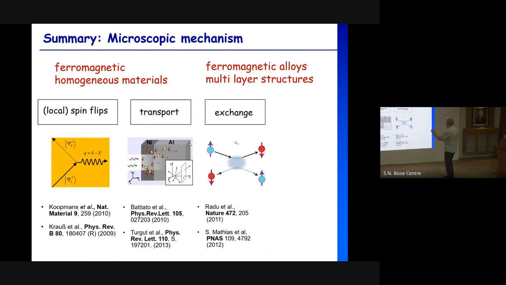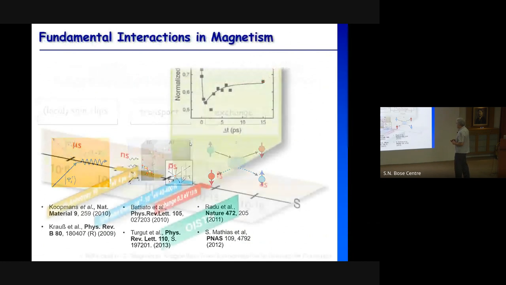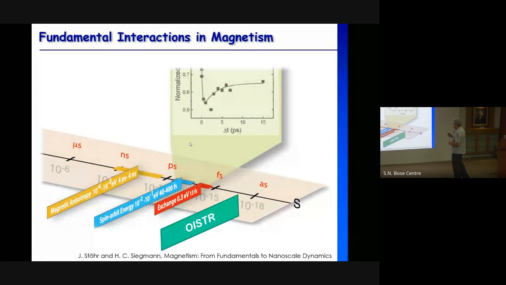So to summarize that part, we have local spin flips, electron-phonon scattering of the electrons or the phonons with spin flip. We have transport, which can be faster. We have exchange, which can be even faster because there is no transfer to any other degree of freedom. But there must be something faster. Can we have a coherent process? That's now OISTR. Let me explain that.